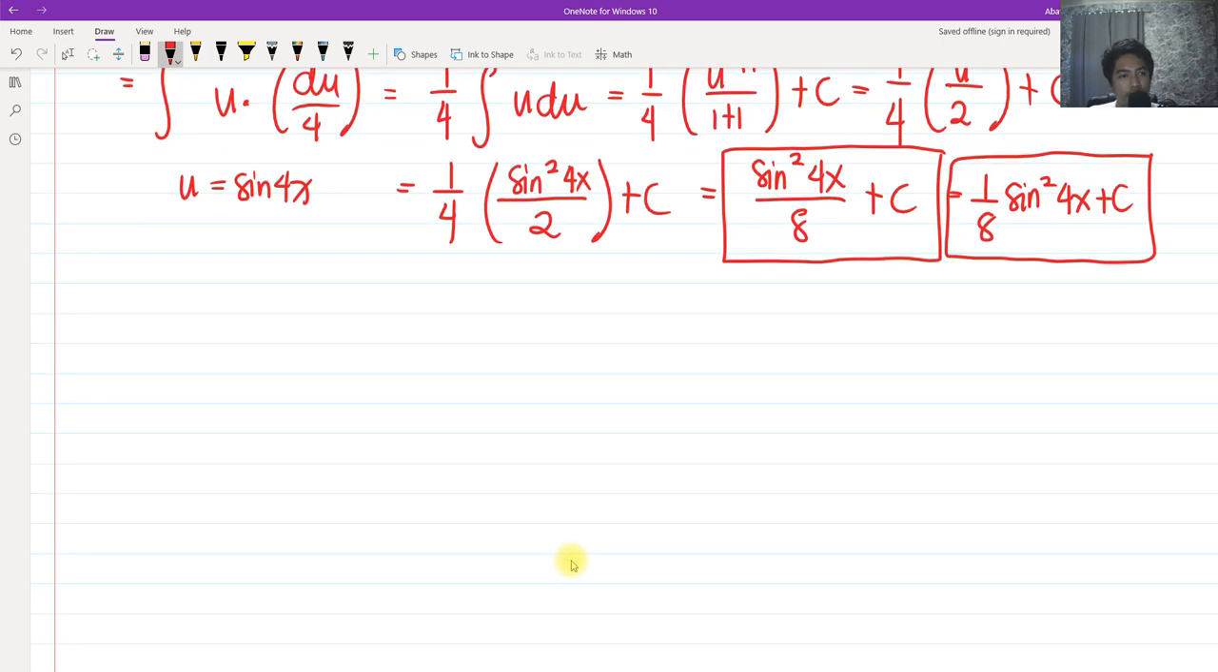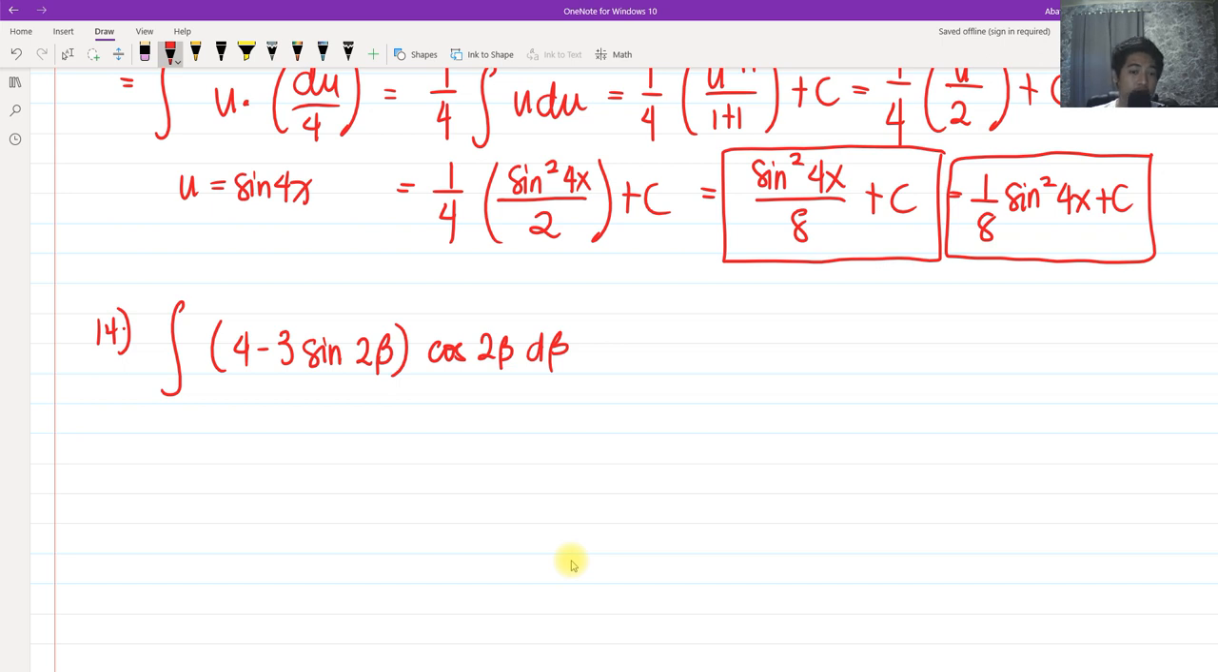Let's go now to number 14. For number 14, we're going to solve the integral of 4 minus 3 sine 2 beta, then we have cosine 2 beta and d beta. Okay? So, again, this is still u substitution.